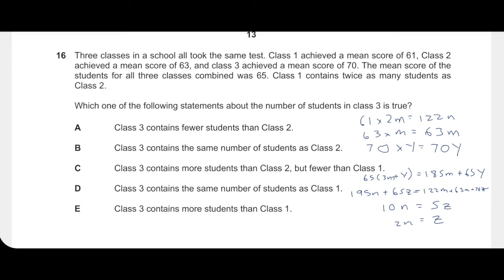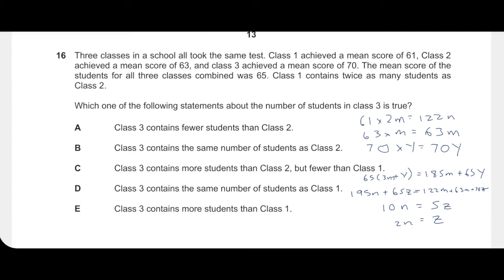122M + 63M + 70Y. We can simplify that down to 10M + 5Y, which is equal to, well, simplified down, it's equal to 2M + Y.